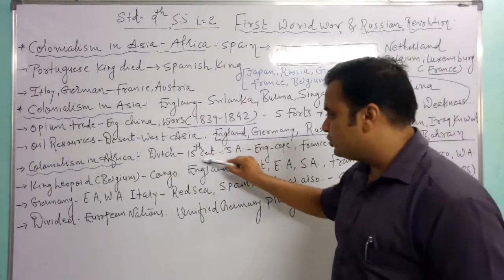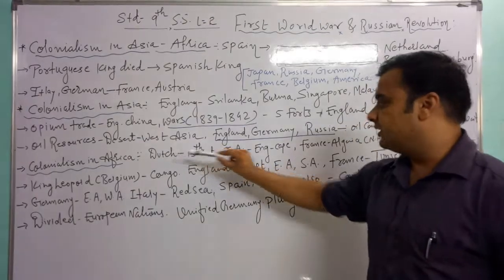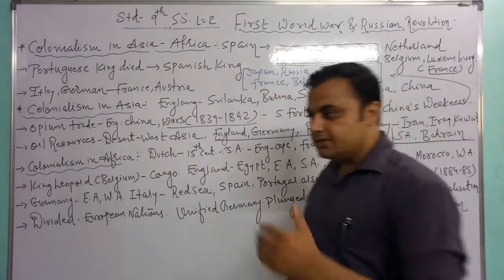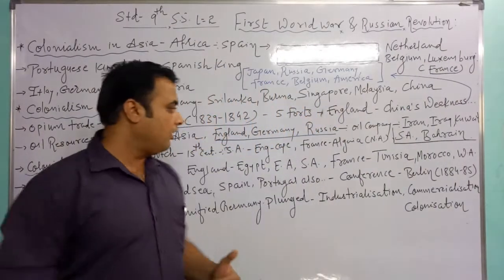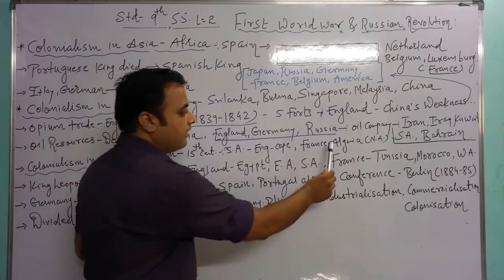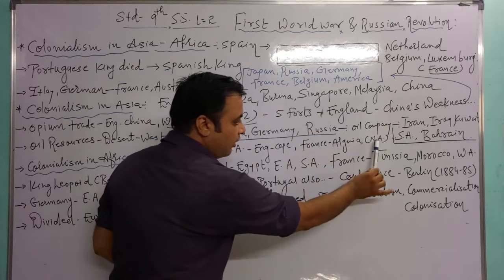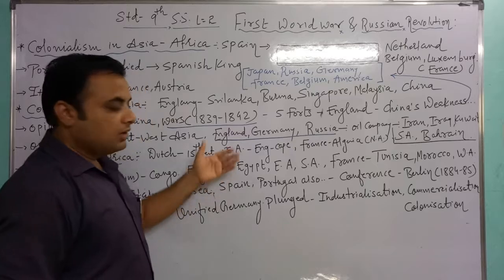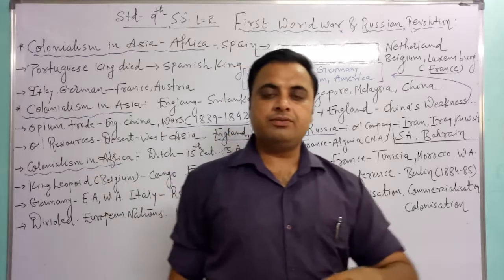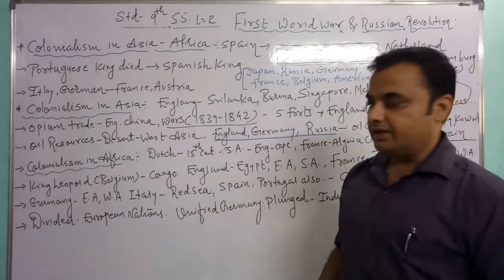So in the 15th century, the Dutch established their colony in South Africa. Then England captured some region of the Cape of North Africa, and France also captured some region of Algeria in North Africa. So the Africa continent also became the victim of the colonialism policy of European nations.